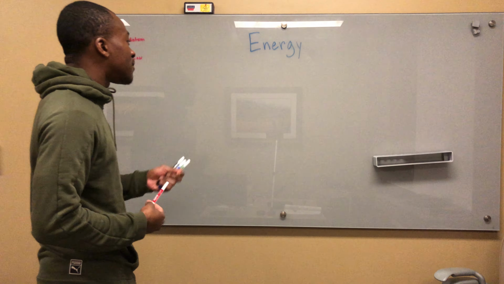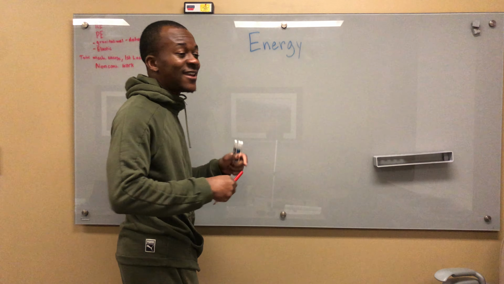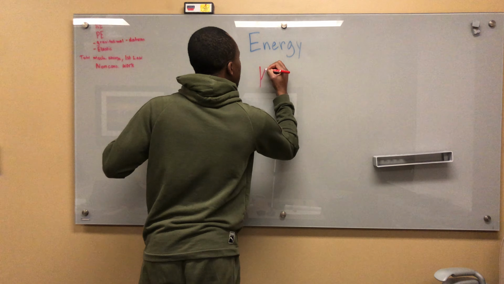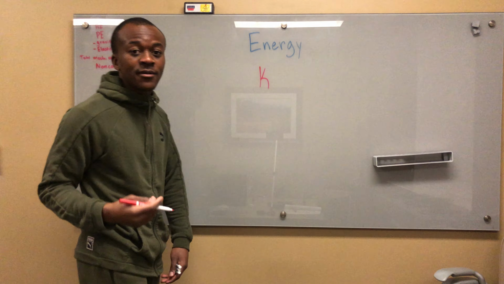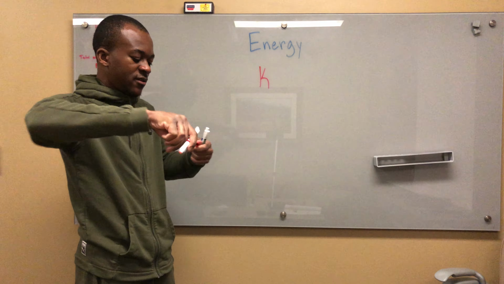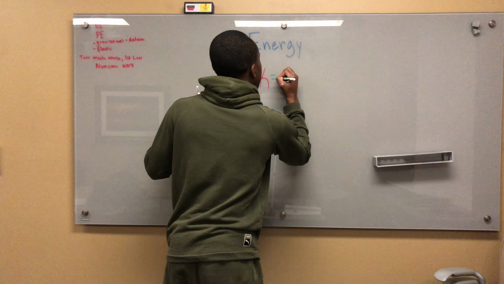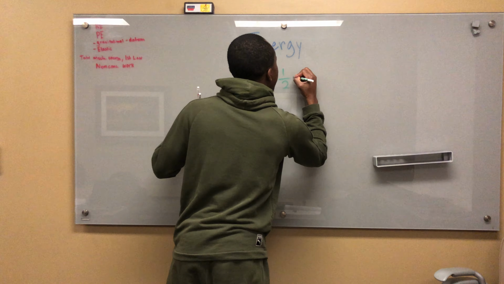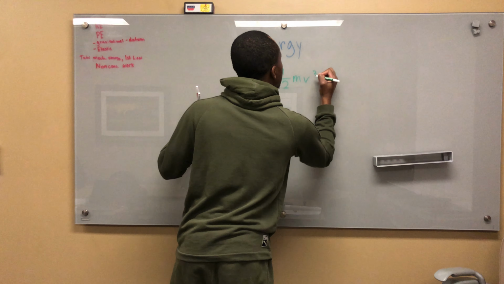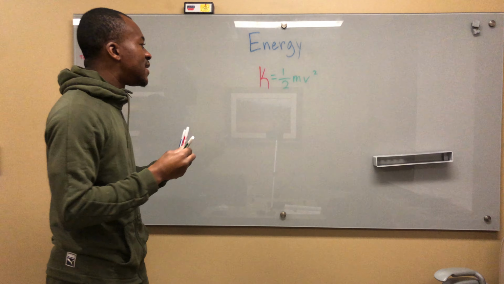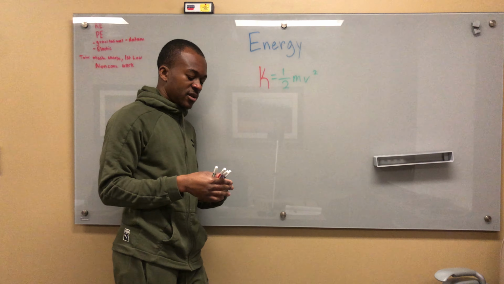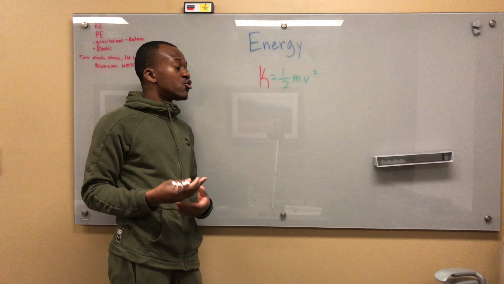First off, I want to talk about kinetic energy. Kinetic energy is denoted with the letter K. Pretty easy to remember, K for kinetic. And it's given by this formula. I'm sure a lot of us have seen it, half mv squared, right? That basically is just the formula for kinetic energy. It's good to remember that.